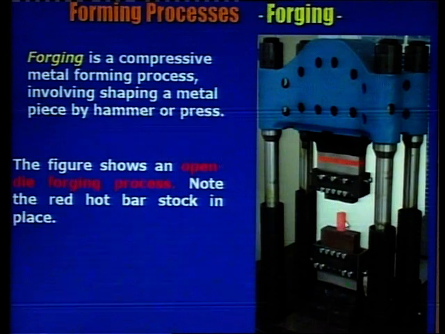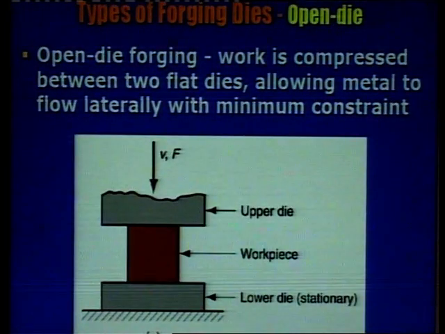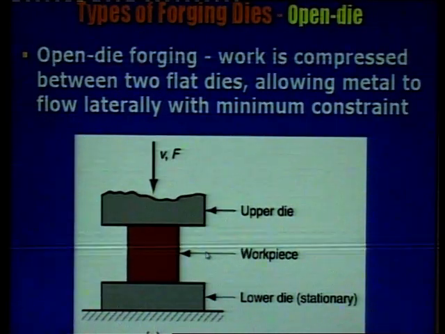This is called open die forging, where you just hammer it from the top, and the shape or size of the workpiece changes. The length will decrease and the diameter will increase. This is the upper die, this is the lower die, and this is the workpiece. You just press it. There is no control. This is open die forging.